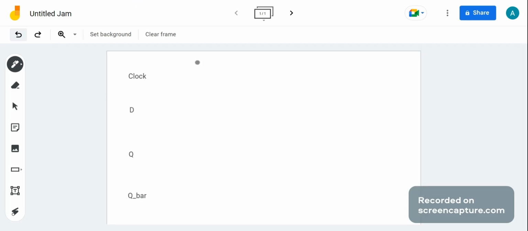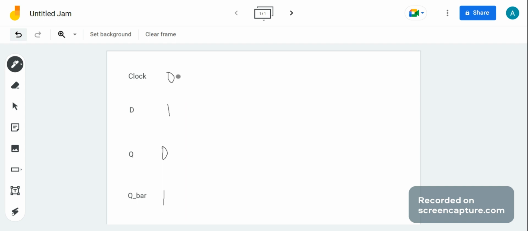Okay, so let's arbitrarily decide that clock will be initialized to 0. Let's say D will be initialized to 1, Q will be initialized to 0, and since Q bar is the opposite of Q, Q bar is going to be 1 as well. And since Q bar is also connected to D, D will be whatever Q bar is.